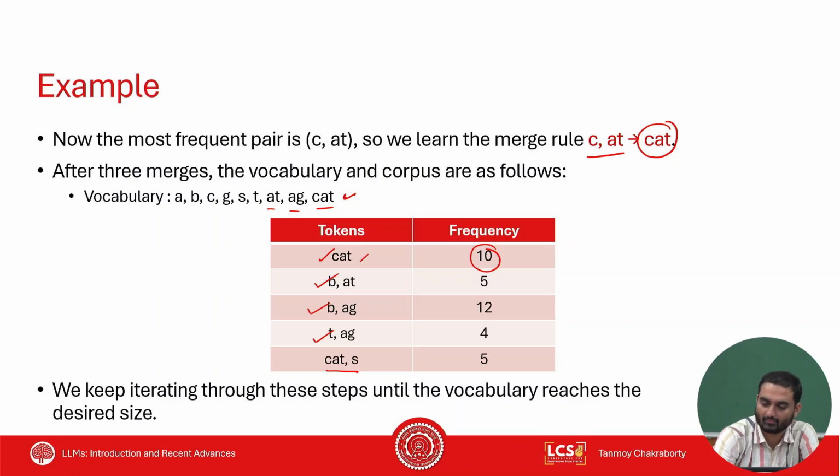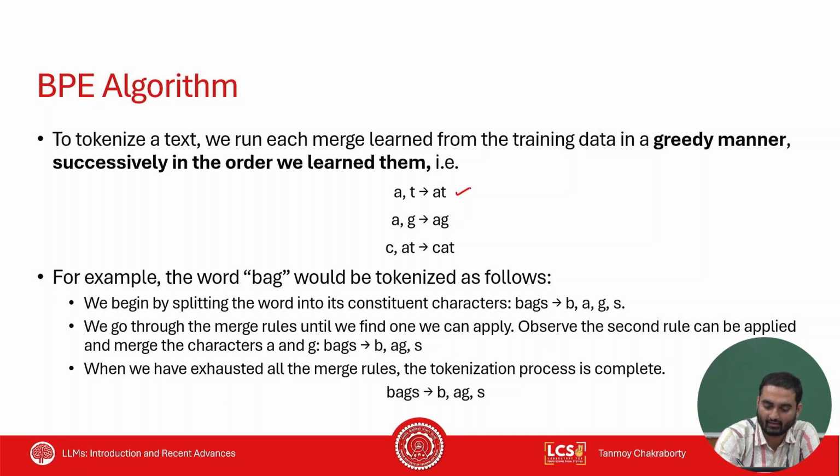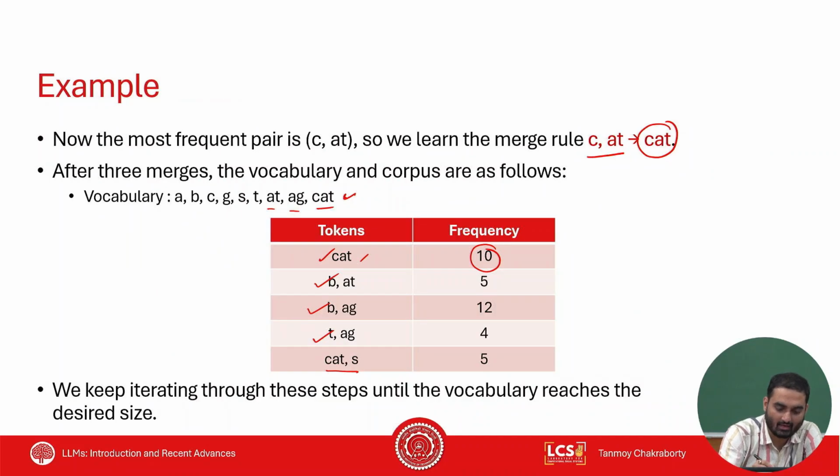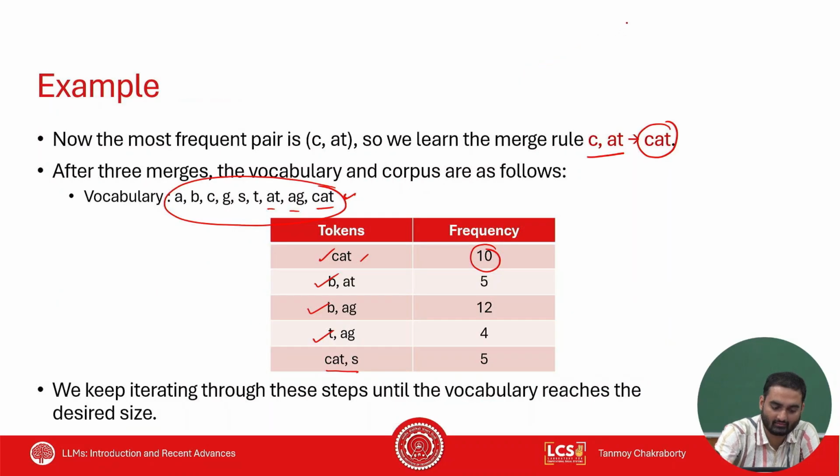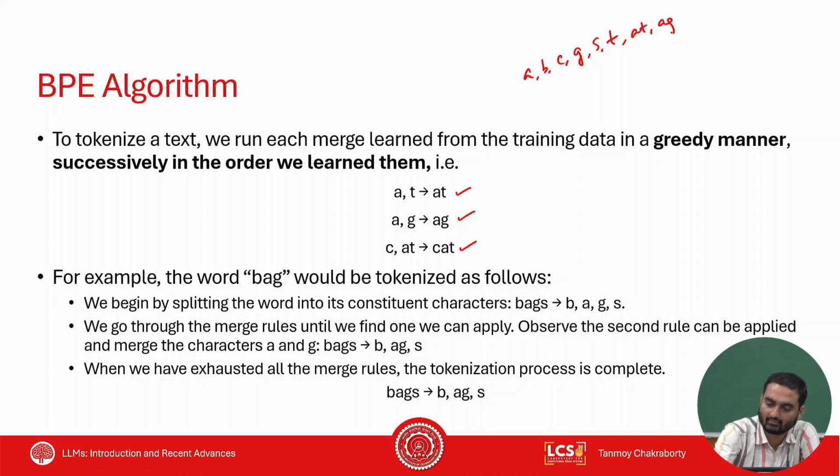Okay, so we learned three rules: A comma T derives AT, A comma G derives AG, C comma AT derives CAT, right? And what is my final vocabulary till this stage? The final vocabulary is this one: A, B, C, G, S, T, then AT, AG, and CAT.